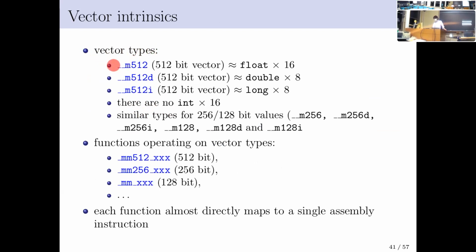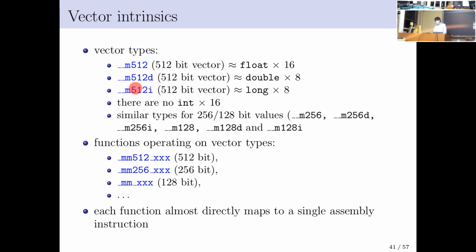So for example, __m512, which represents a 512-bit vector. More specifically, it is 16 floats, single precision floating point numbers. And __m512d, in terms of the physical registers, these do not make any difference. But at the C program level, it is 8 double precision floating point numbers. And this is an integer.